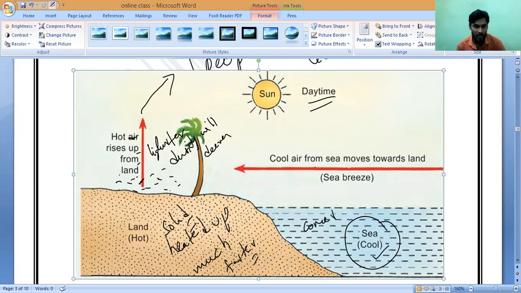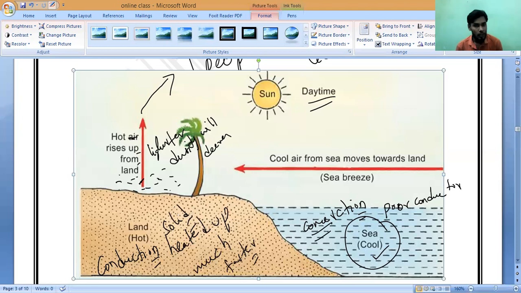Here, what will take place, conduction or convection? Conduction will take place. For example, stones will heat up much faster and absorb more heat energy. Water is a very poor conductor, so it will take much more time to heat the water. Is it okay?